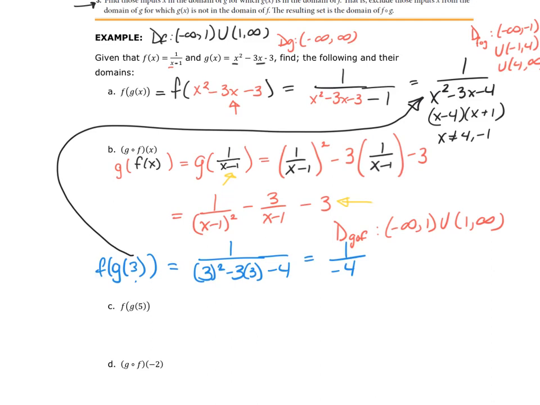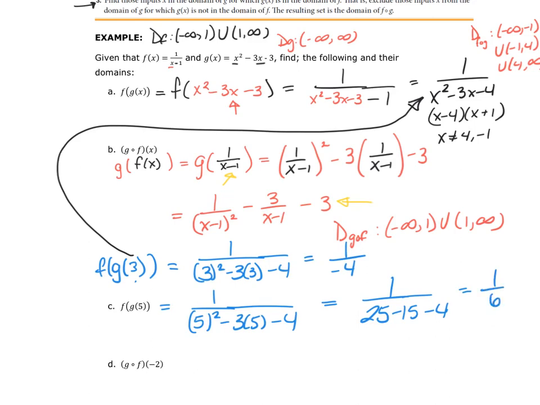Okay, so we have agreement on the answer for C. We've got some agreement on the answer for D. So let's do C. Again, I can put 5 in, or I can do it in the composition. Since we've already done the composition, let's just put that 5 in the composition. So it's 1 over 5 squared minus 3 multiplied by 5 minus 4. So this is 1 over 25 minus 15 minus 4. 25 minus 15 is 10, minus 4 is 6, so 1 over 6. So we all have agreement on that one.